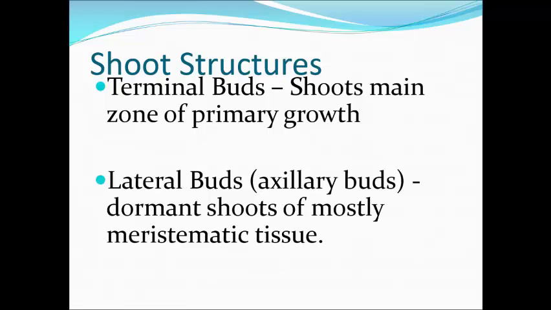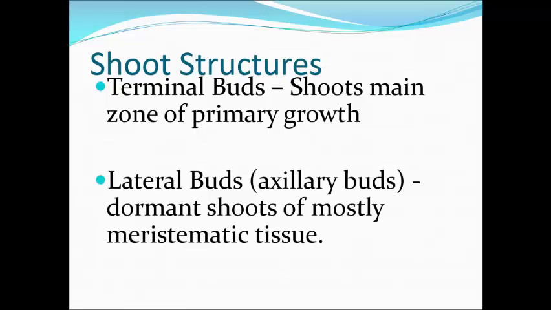For the shoot structure, the part above the ground, you have terminal buds and lateral buds. Terminal buds are at the very end of the primary growth, the shoot's main zone of primary growth, at the very end of the branches. They elongate those branches along the length of that branch. Whereas lateral buds are dormant shoots of mostly meristematic tissue, growth tissue, but they're designed to grow out sideways in case something happens to that terminal bud.